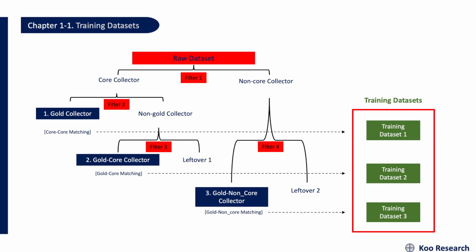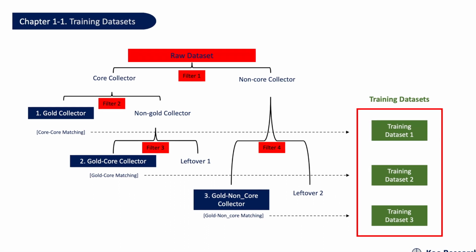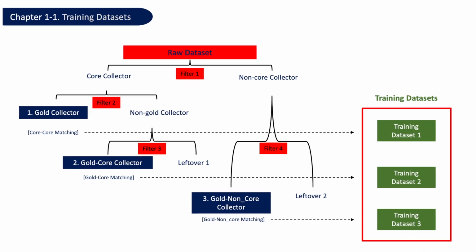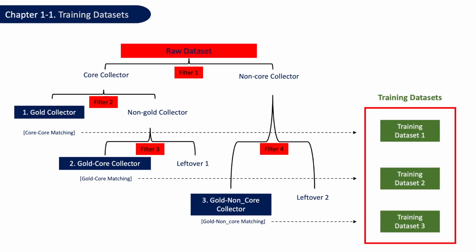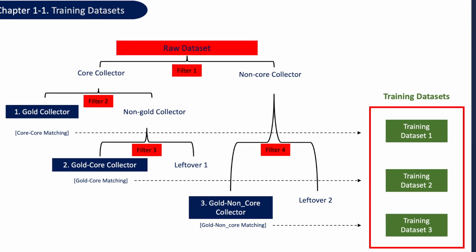This figure illustrates multiple filtering algorithms devised for the 3 training datasets. These algorithms selectively gather samples highly correlated to labels from the raw dataset. They effectively determine the quality level of the training datasets.